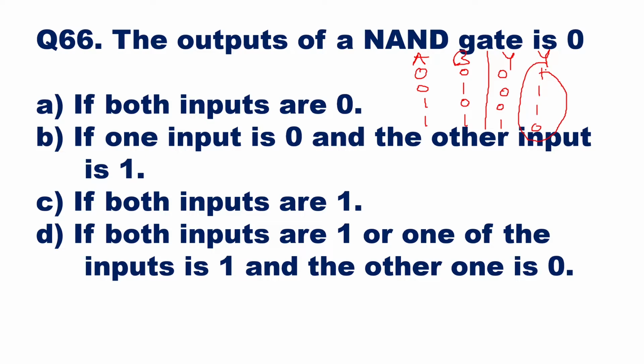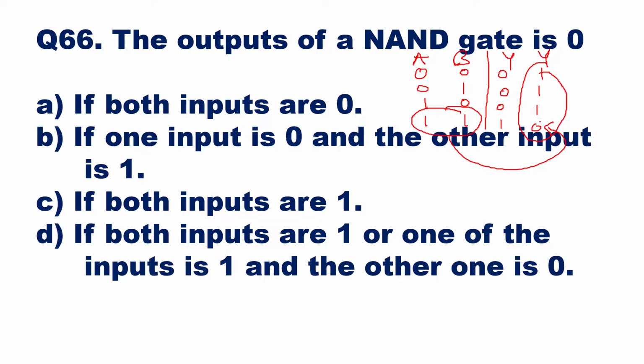Now which of the statements relates with this? The output of a NAND gate is 0 if, first statement, both inputs are 0. Second statement, if one input is 0 and the other input is 1. Third statement, if both inputs are 1. And the fourth statement, if both inputs are 1 or one of the inputs is 1 and the other input is 0. The output of the NAND gate is 0 when both inputs are high. Both inputs are 1. So here you can see when both inputs are 1, the output is 0.